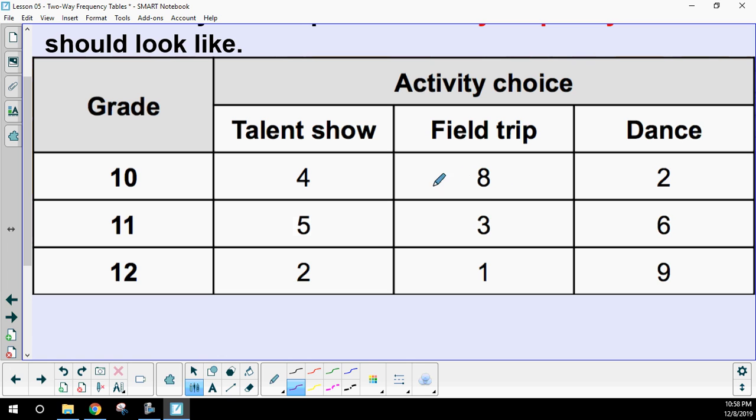So notice, I think we have a trend here. Seniors didn't too much like field trips, but the sophomores did. And seniors would rather dance a little more than the sophomores do. I feel like there's a trend here.